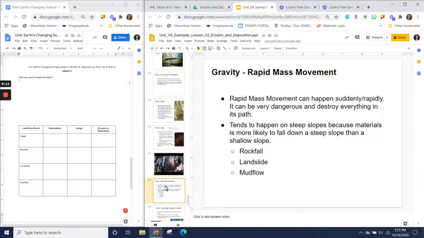Our next few examples are examples of rapid or fast mass movement. Rapid mass movement can happen suddenly or rapidly. It can be very dangerous and destroy everything in its path when it happens. It tends to happen on steep slopes because material is more likely to fall down a steep slope than a gentle or shallow slope. The three examples we're going to look at are rock falls, landslides, and mud flows.